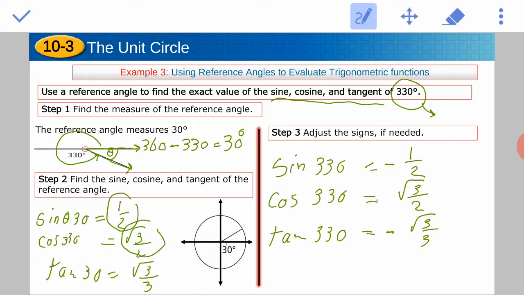So in that example, guys, you learn how to use the reference angle in order to evaluate the trigonometric function of any angle using the reference angle and using the signs of the different trigonometric ratios in all quadrants.